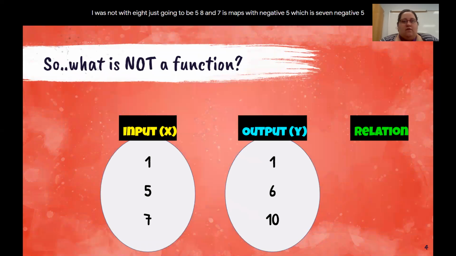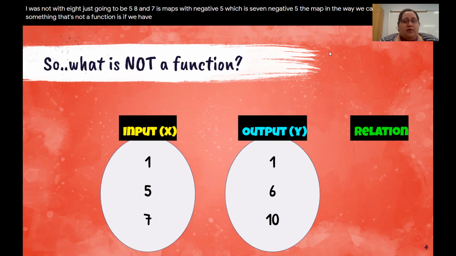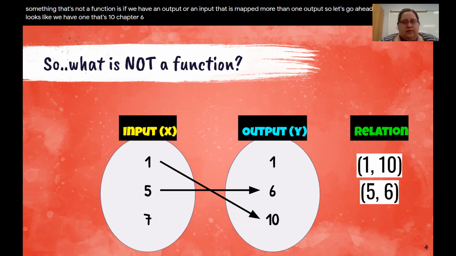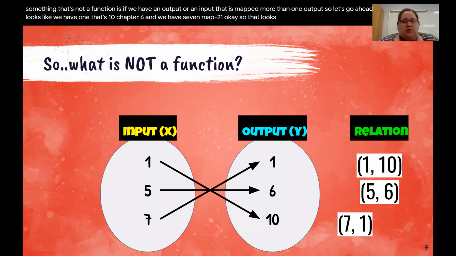So what is not a function? When we're looking at a mapping, the way we can identify something is not a function is if we have an input that is mapped to more than one output. So let's go ahead and see what that looks like. We have 1 mapped to 10. We have 5 mapped to 6. And we have 7 mapped to 1. Okay, so that looks fine. That looks like a function.